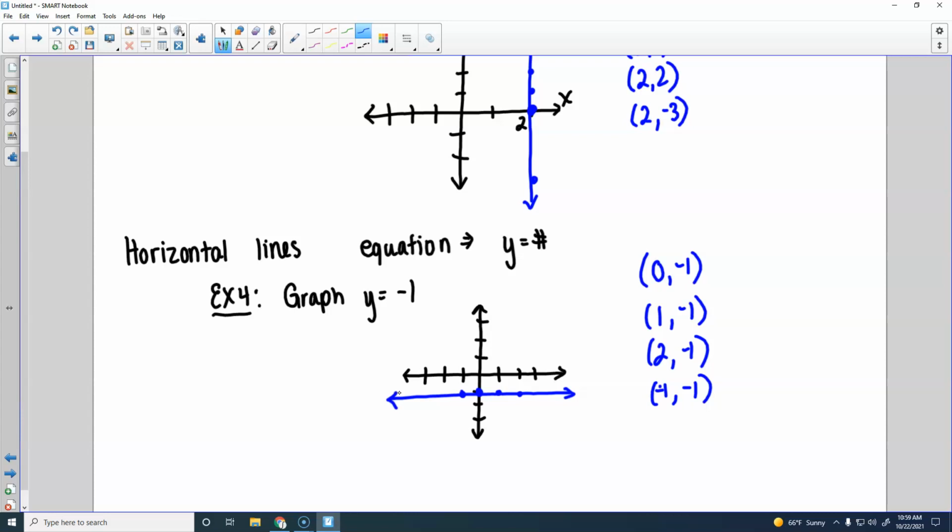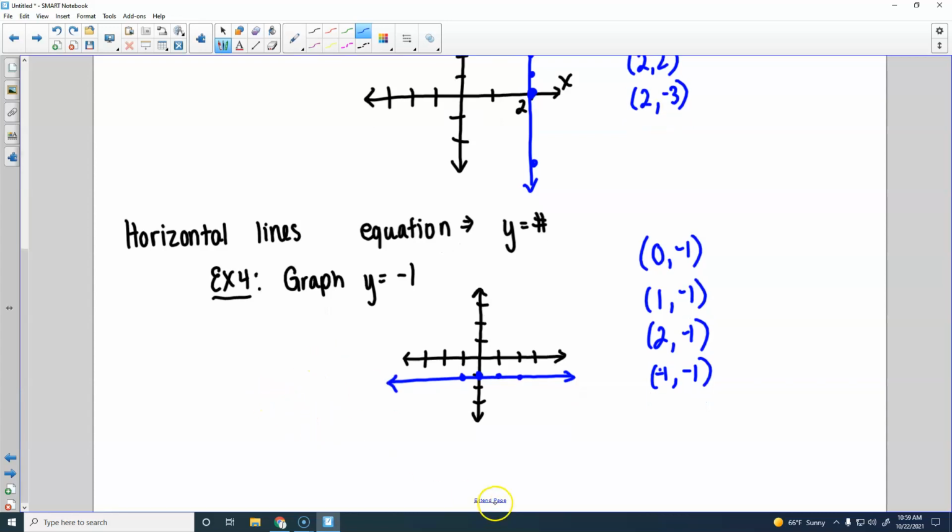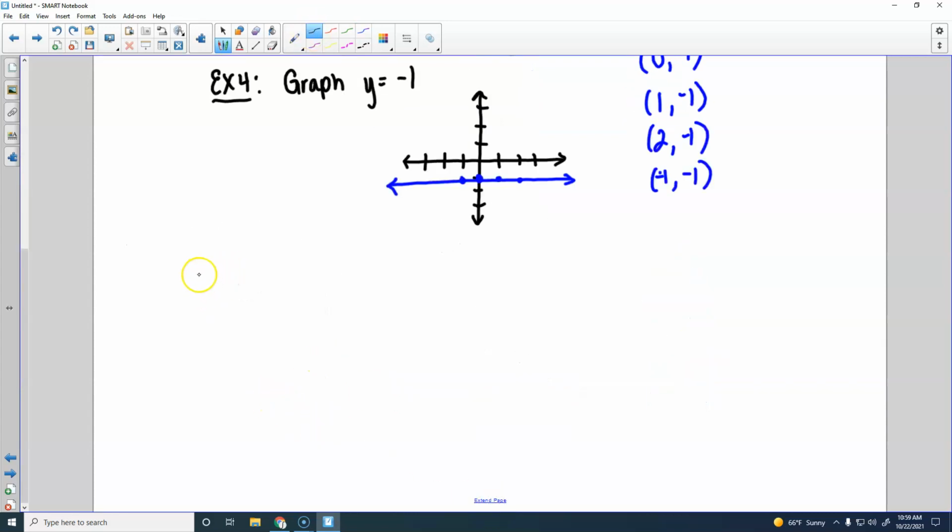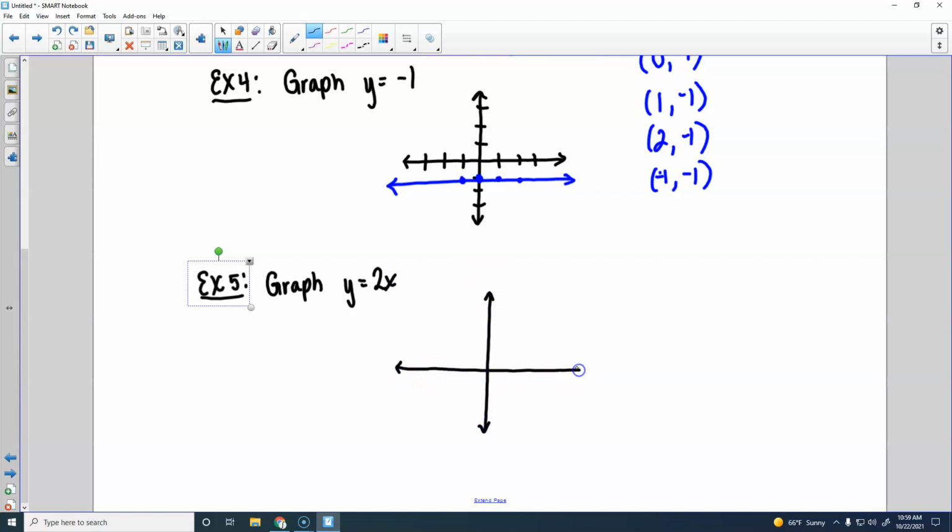Okay, questions? All right, here's where students sometimes start messing up, though. What about if I ask you to graph y equals 2x? What type of line is that? It is a slanted line. It is not vertical nor horizontal here because it has an x and a y. If it has an x and a y, it's going to be a slanted line.